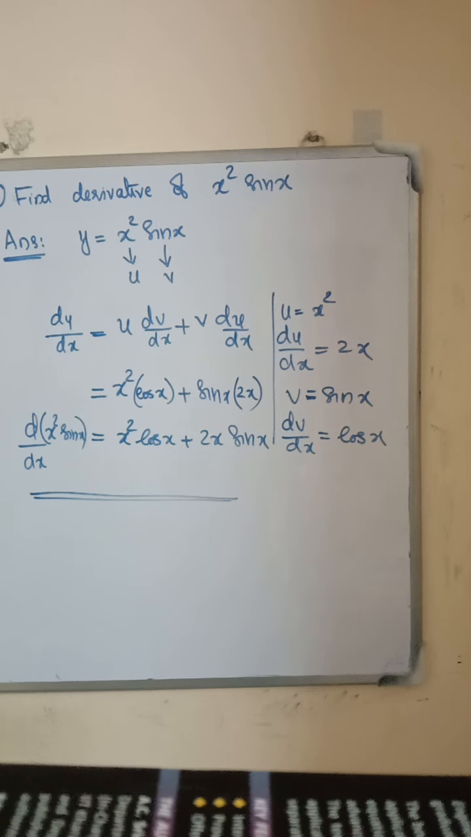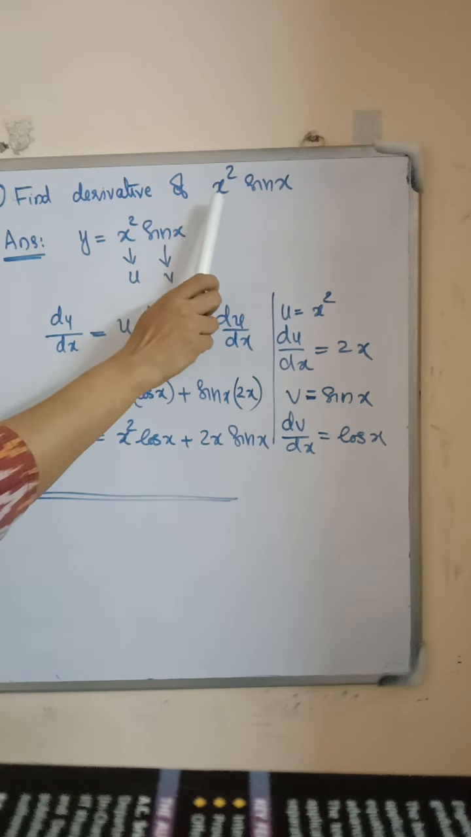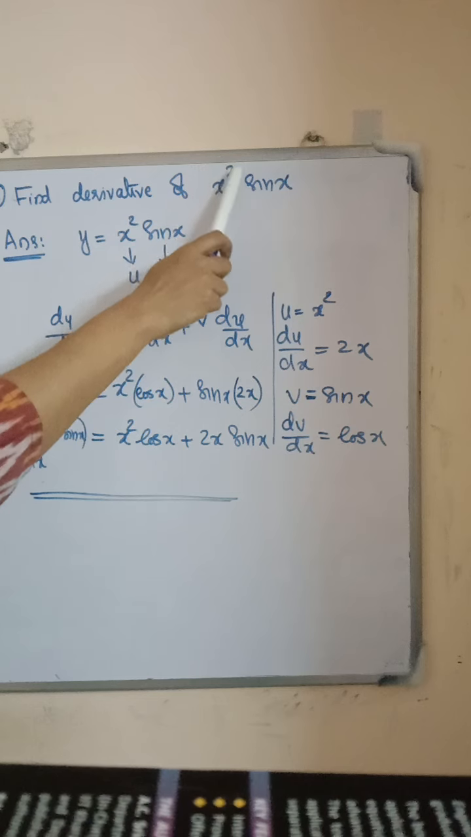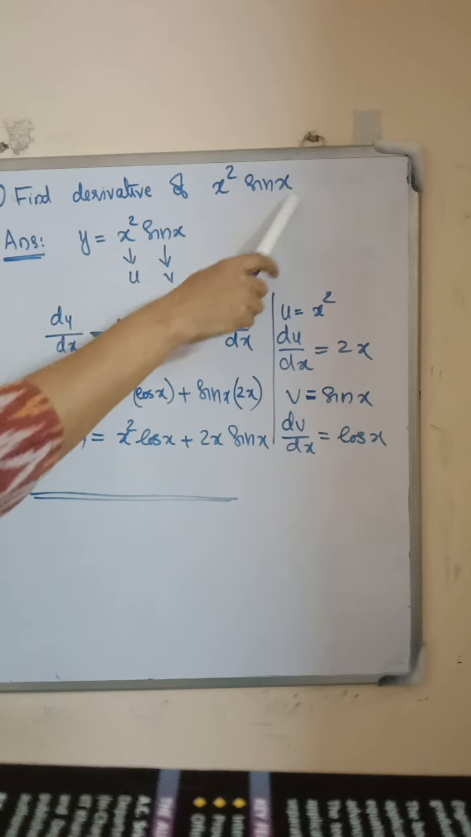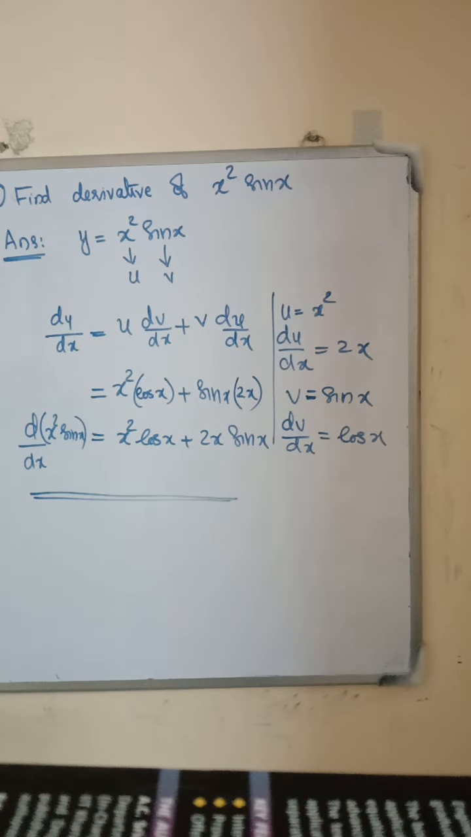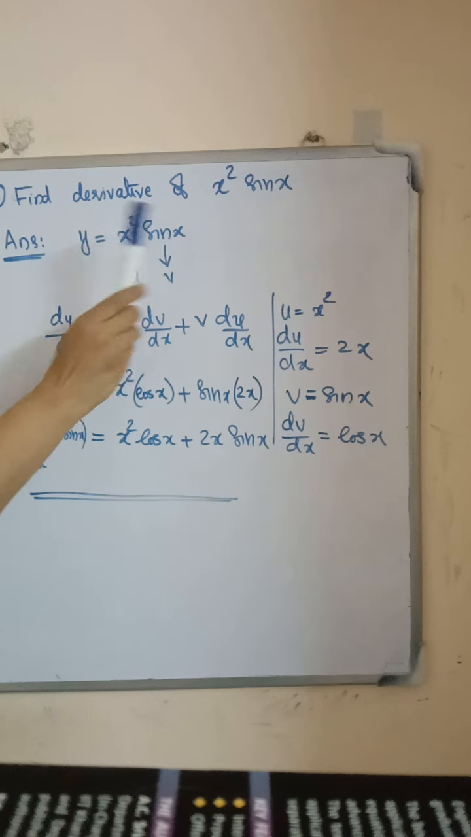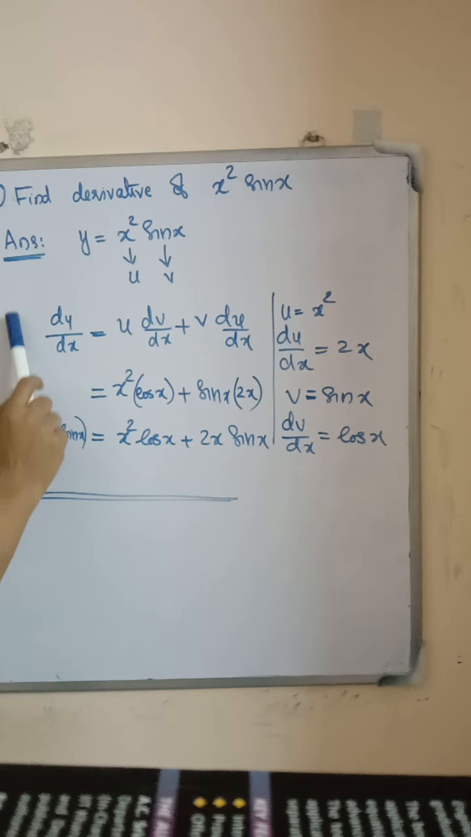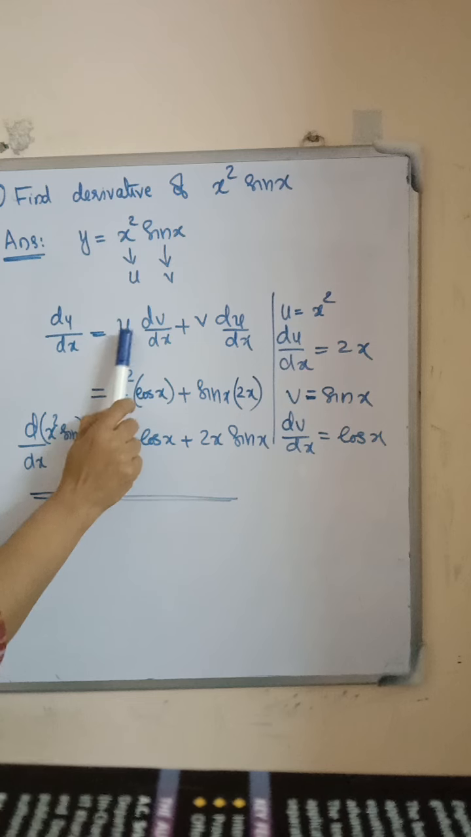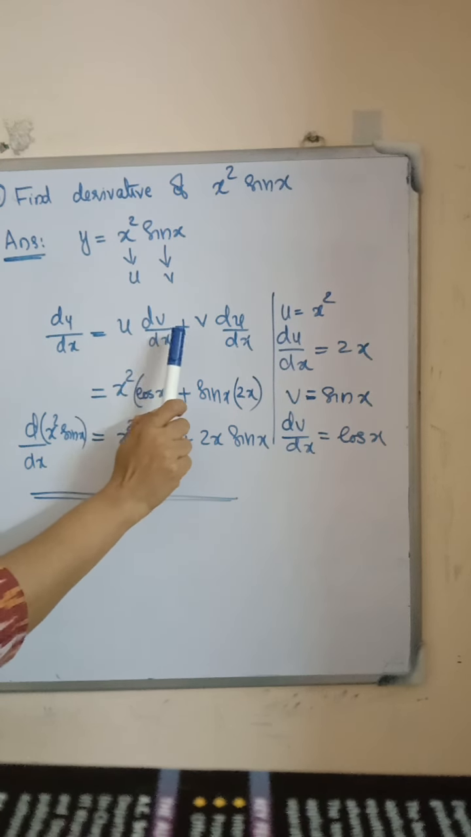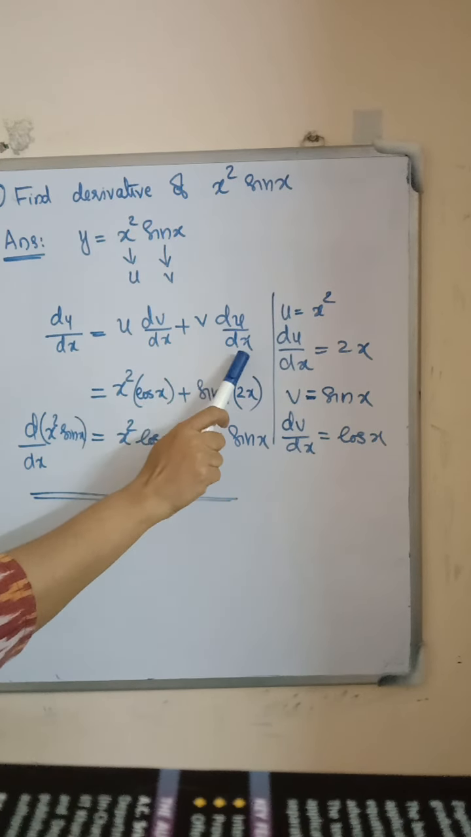Now we discuss a problem that will be solved by using the product rule. Find the derivative of x square sin x. Here x square sin x is the product of two functions. First function is x square and the second function is sin x. That is, y is equal to x square sin x. In the equation dy by dx, first into derivative of the second plus second into derivative of the first.